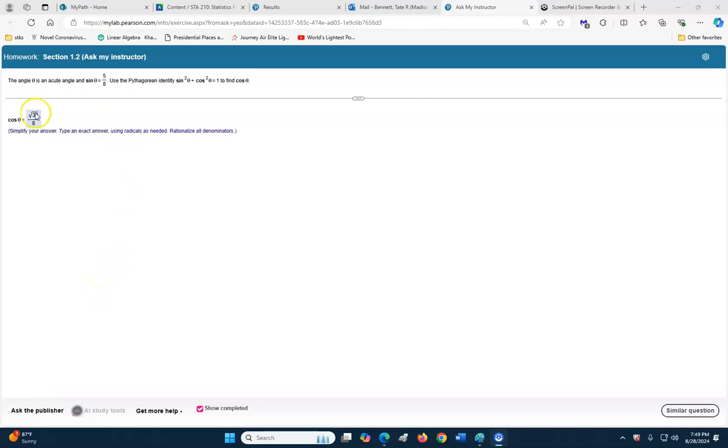So I saw your question in the email. You want to find the angle theta. They tell you it's an acute angle, sine of theta is 5/8, and they give you a Pythagorean identity. They want you to find cosine. So they give you this part. I mean, it's mainly like an algebra problem.